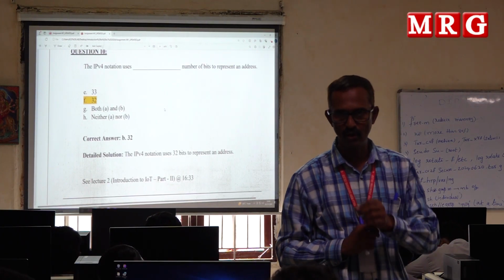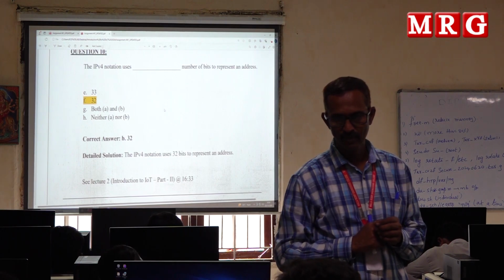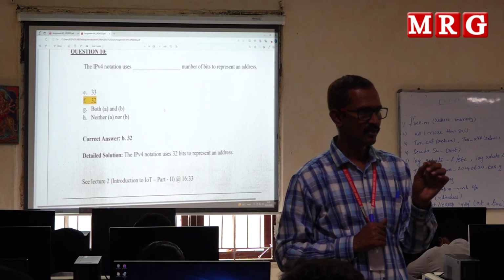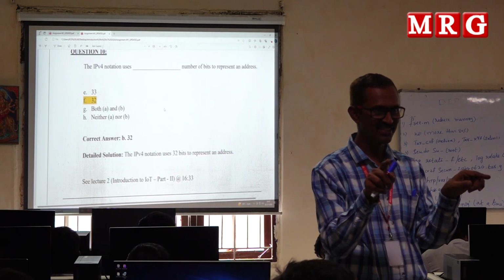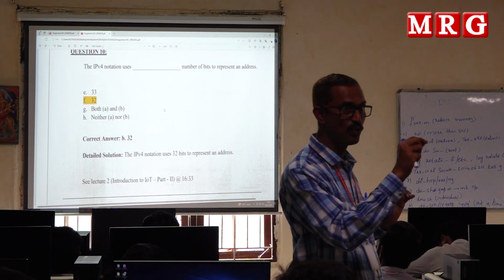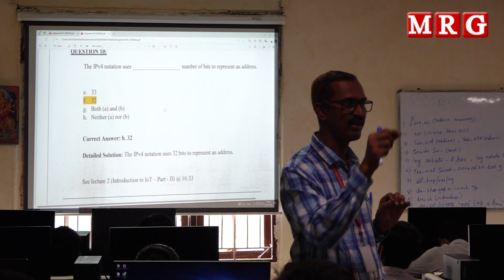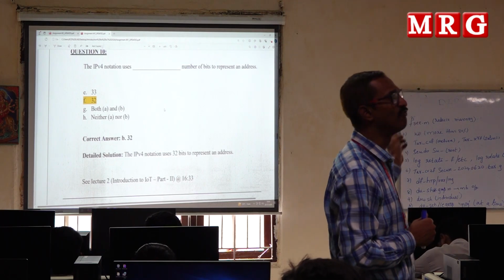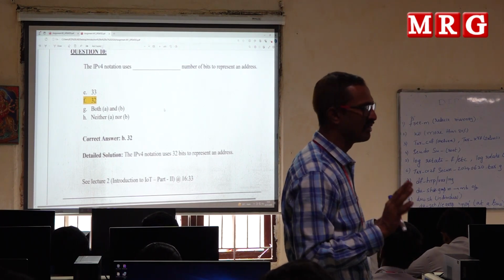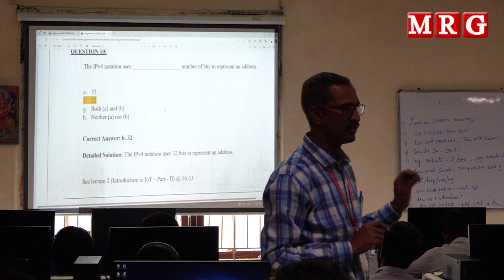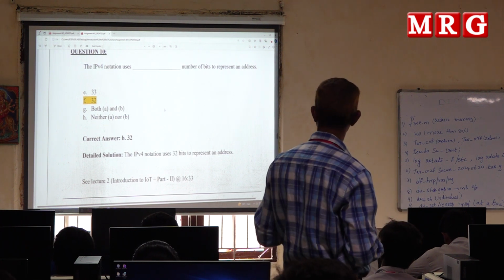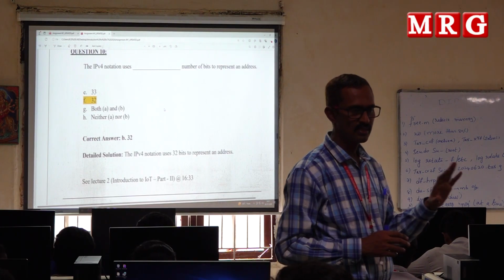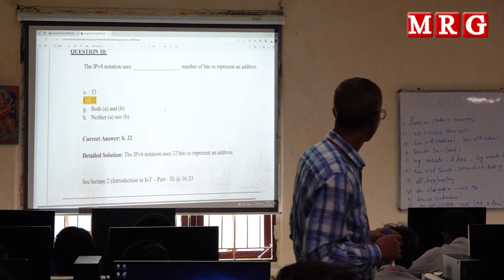How many digits are there in your roll number? 10 digits in your ID. Similarly, here a 32-bit IP address is there for every device in the IoT as per IPv4. So remember, just a memory question. Just remember, it is 32 bits to represent the address. Next.